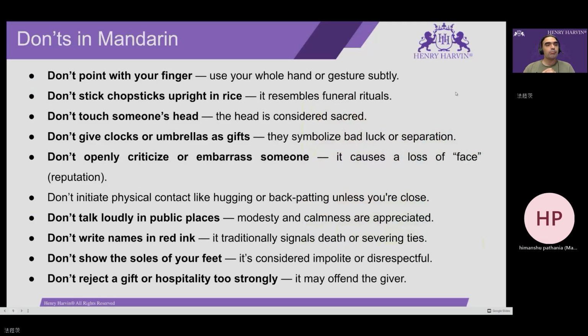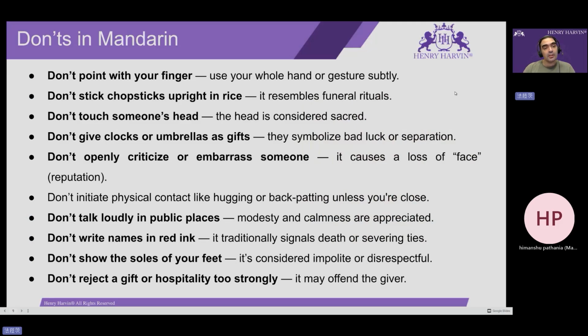And these are some of the other aspects that I'm going to talk about, which are things that we are not supposed to do. So don't point your finger; use your whole hand or gesture subtly. This is also very important. Don't point a finger, because it is not really considered polite in their culture. You usually have to use your whole hand, even as a sign of gesture.